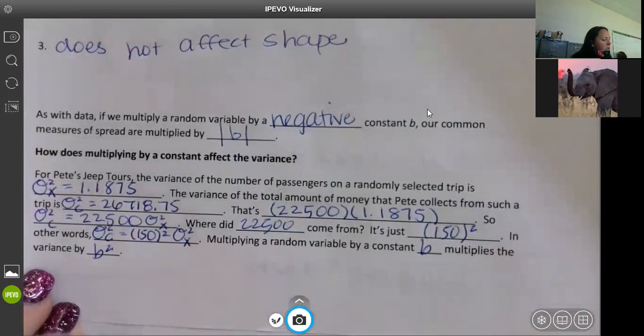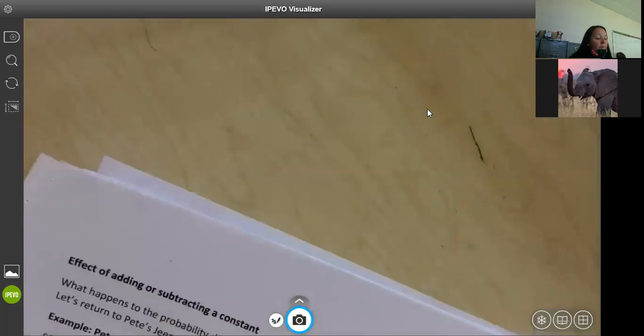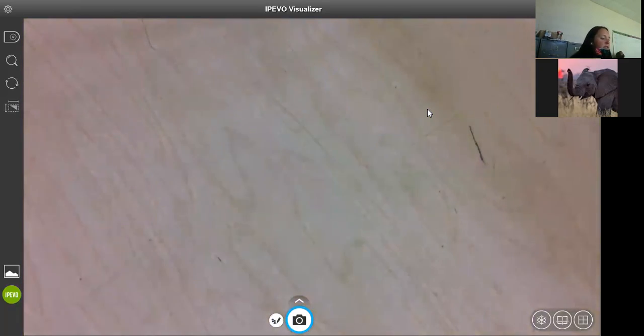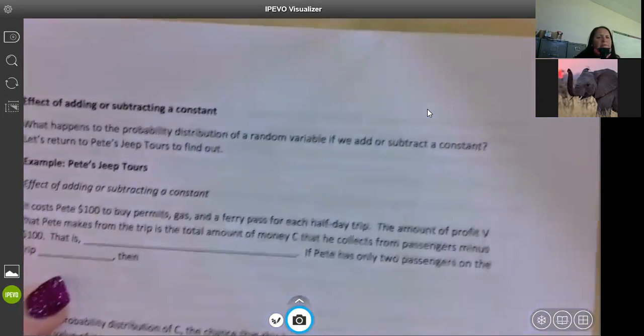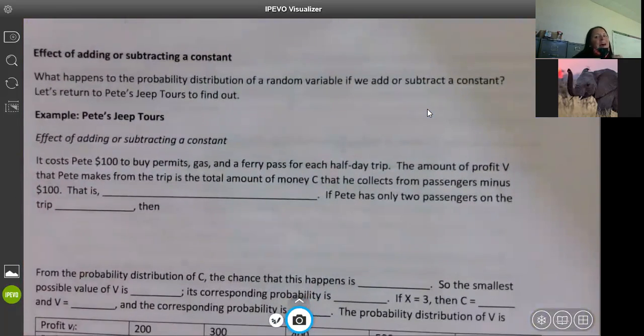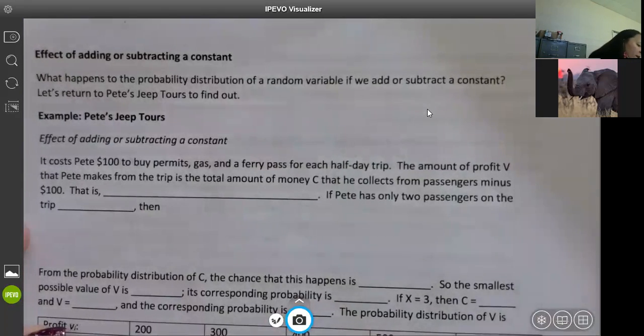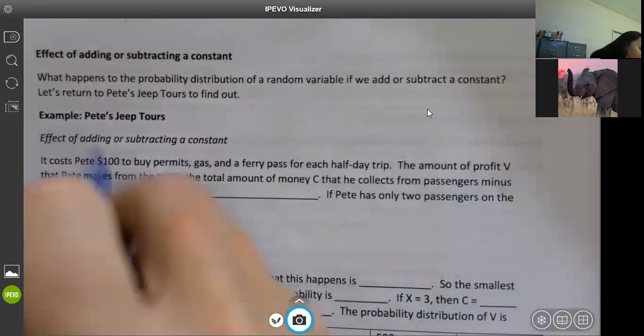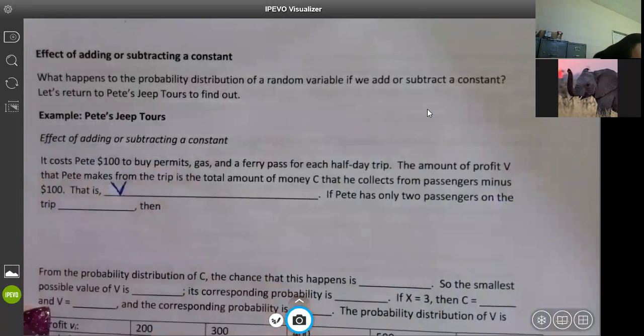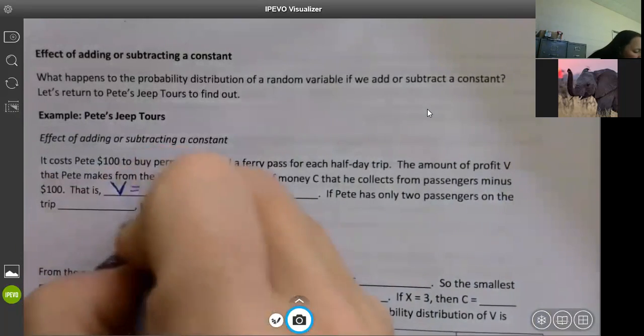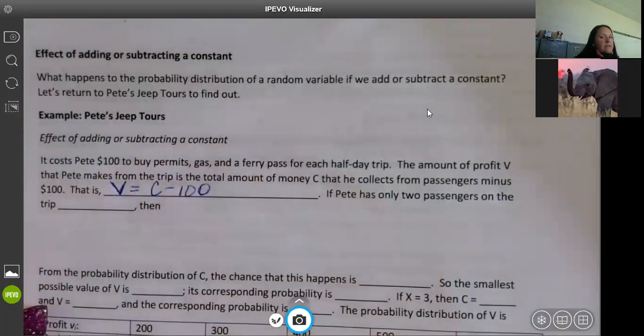Yeah, I can finish the next one. So we're going back to the same thing, except this time it says what happens to the probability distribution of a random variable if we add or subtract a constant. So we're looking at his tours. It cost him $100 to buy permits. So what does that do if he has to buy permits? Subtracts. So it says the amount of profit that he makes, and they say call it V. He has to take that 100 from what he collected.